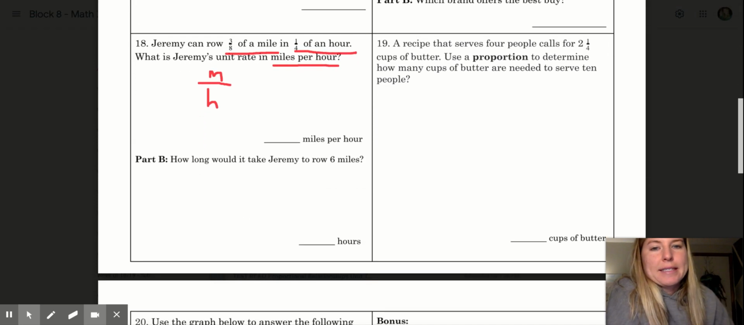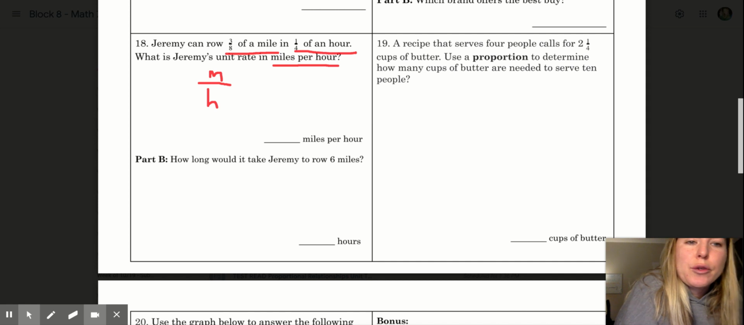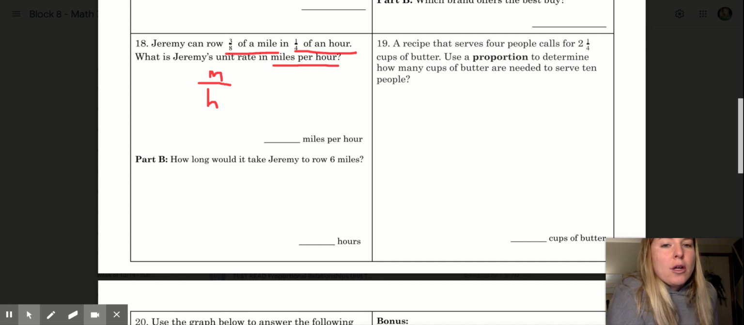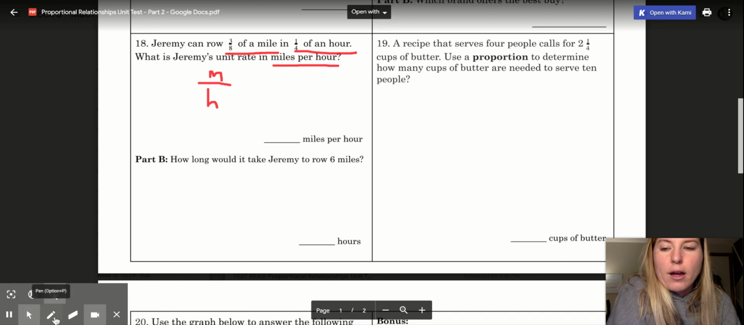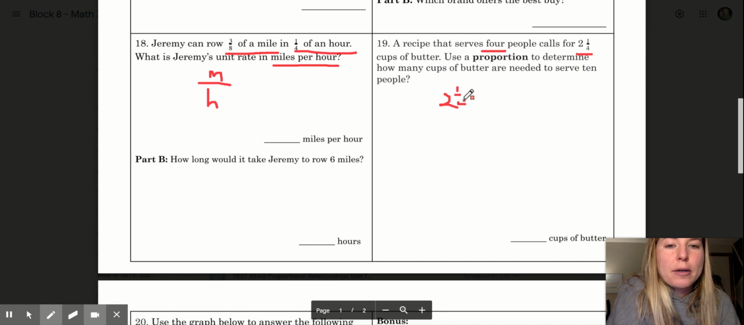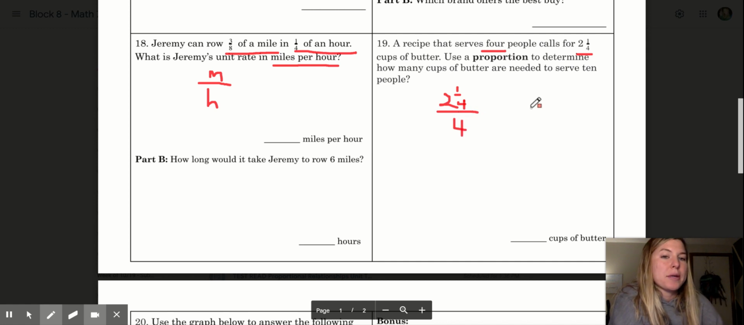All right, question number 19. A recipe that serves 4 people calls for 2¼ cups of butter. Use a proportion to determine how many cups of butter are needed to serve 10 people. Well, what you could do is, this serves 4 people and it's 2¼ for 4 people. So you could figure out how much butter it would be for one person. So you first have to figure out the unit rate by doing this.